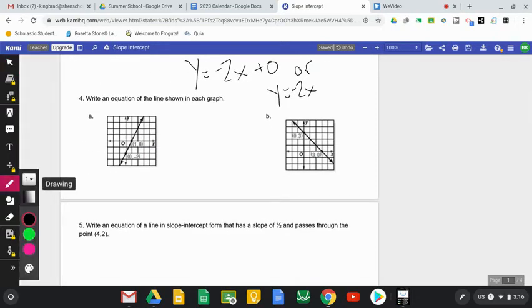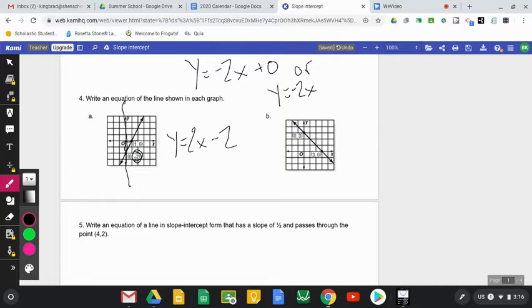For a and b, all right, so this one I've got to find my slope. So remember, on a graph you can count. So this goes up 2, right 1. So this is y equals 2x. And then I find my y-intercept, which is right here. So wherever x is 0, -2, so 2x minus 2.